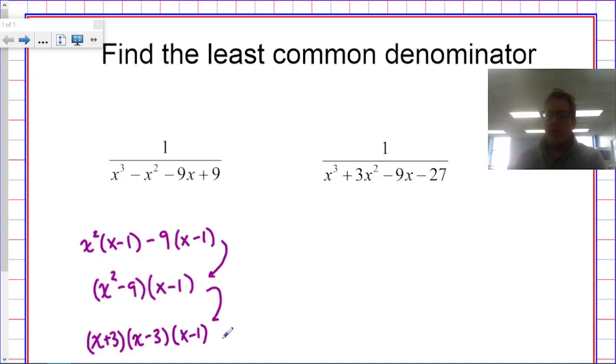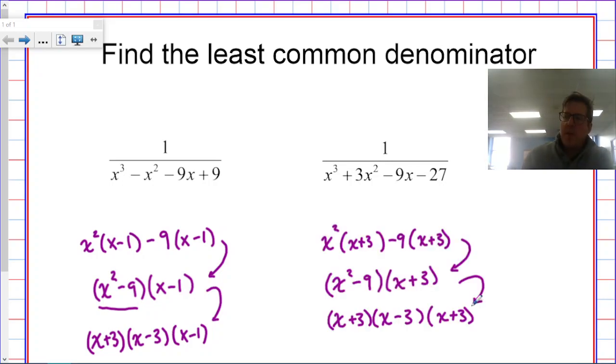All right, so for the first one, I factored by grouping. And I got a difference of squares here, x squared minus 9, and that factored to x plus 3 and x minus 3. I'll factor the second one as well. So the second denominator also factors by grouping. In this case, we get this difference of squares, which splits into x plus 3 and x minus 3, but we already have a factor of x plus 3.